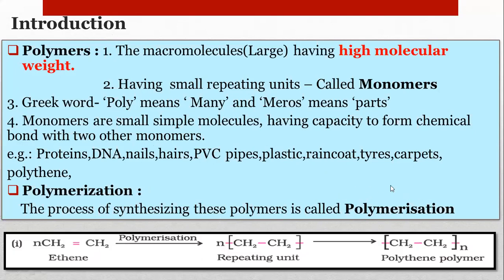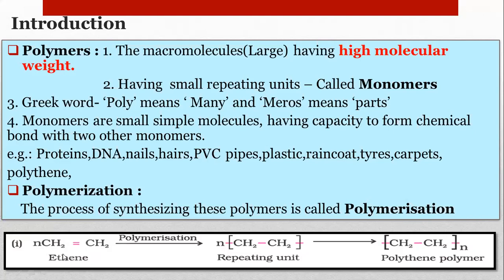So polymerization is the process of preparation of polymers. Then see how the polymers are prepared. One example I have shown in the first slide purposefully. See, ethene you know very well, and this is n number of ethenes. N means very large. N number of ethenes means we can't mention here. It may be 100, 200, 300, 400, 500, 1000, 2000, 10,000. N means the number of ethene molecules.